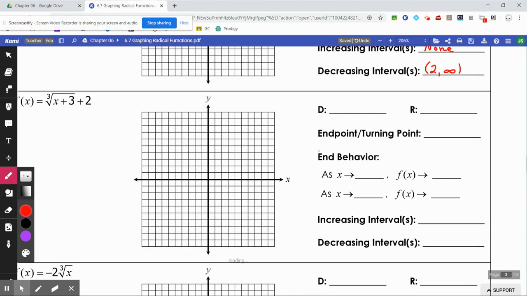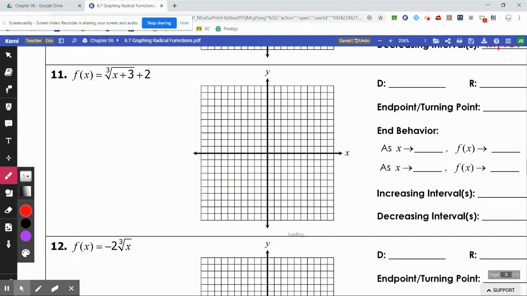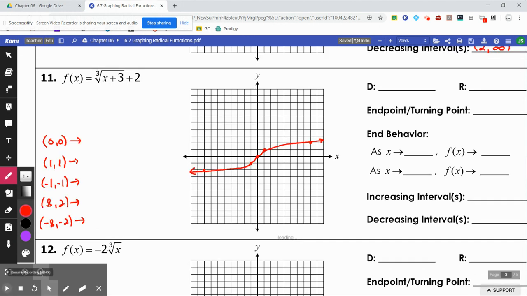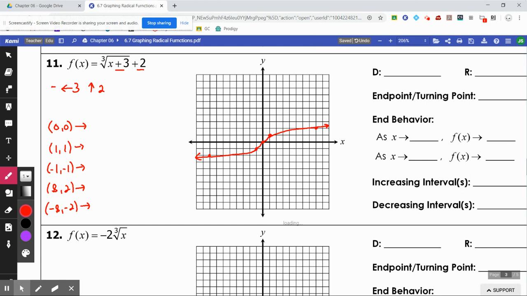Your next graph is a cube root graph. So let's go ahead and graph our parent function of the cube root. And there's my graph and a few points that are on my graph. Now look at all of our transformations, and all we have is a translation. That plus 3 is going to move your graph left 3 units. That plus 2 is going to move your graph up 2 units. So let's take all of our x values and move them left 3, and take all your y values and add 2 to them, move them up 2.